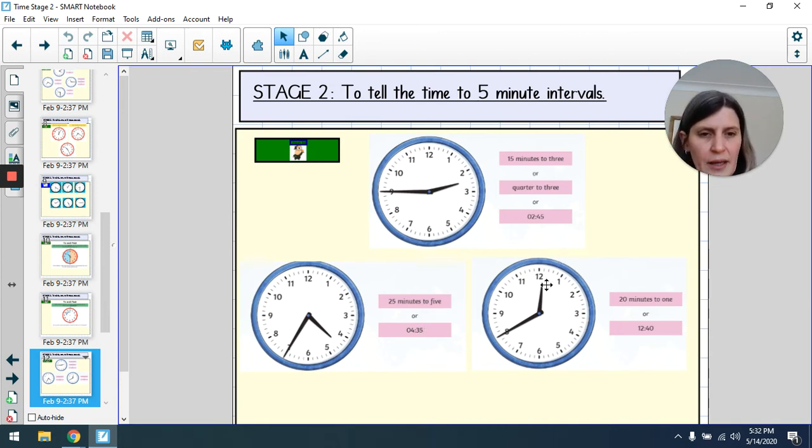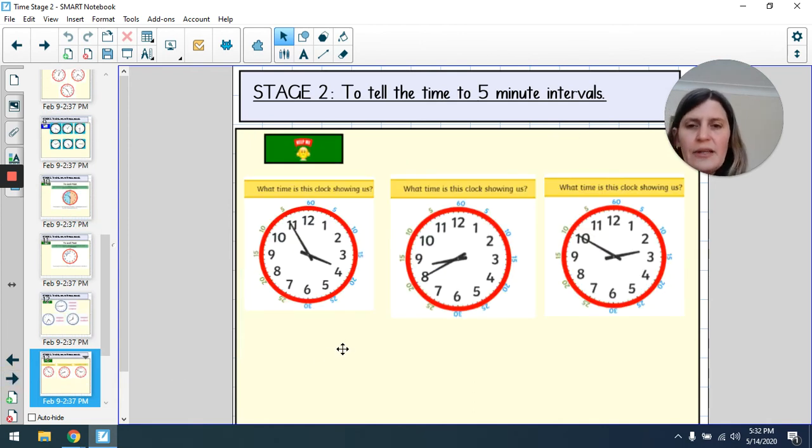Okay, here's our next one. The hour hand's gone past the 12, so the last o'clock time was 12 o'clock, so it's going to be 1 o'clock. How many minutes until it is 1 o'clock? 5, 10, 15, 20. It's 20 minutes to 1. Writing it in digital time, 12 o'clock was the last o'clock time, and it's been 40 minutes since it was 12 o'clock, so we'd write it 12:40.